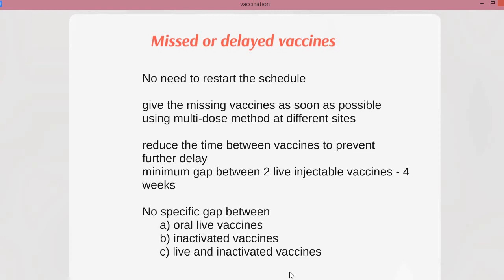So by using this method, we can catch up with the schedule for children who have either missed or delayed the vaccines. So we can give multiple vaccines. We can reduce the time in between vaccines. So these are the two methods by which we are going to catch up with the normal schedule.